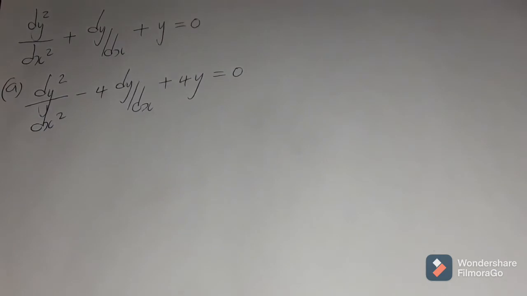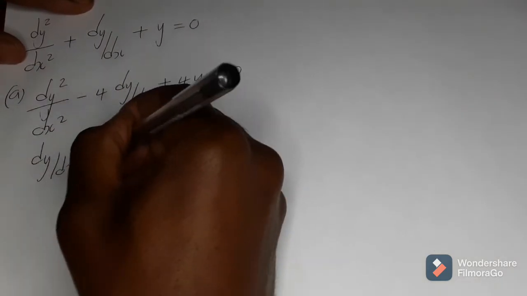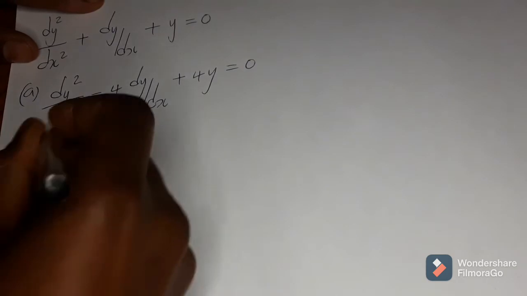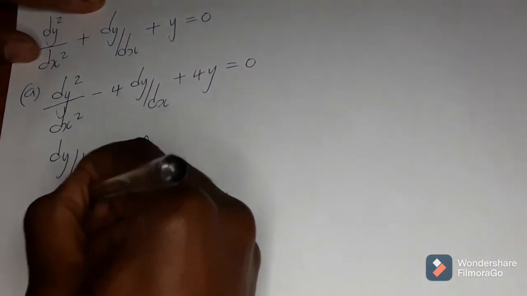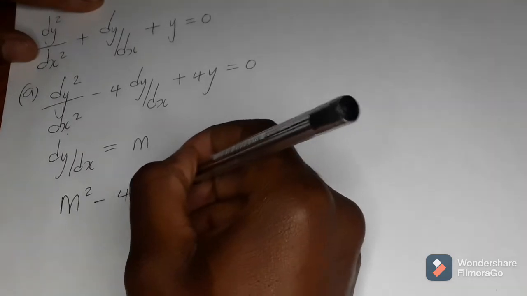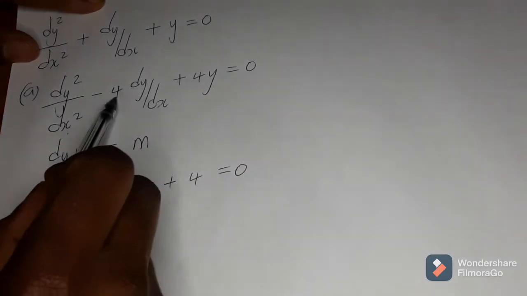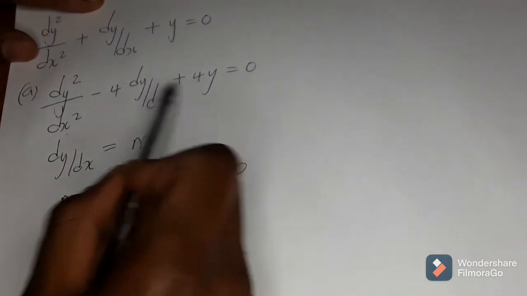First things first, we have to find our auxiliary equation. What I mean by auxiliary equation, we're gonna say dy over dx equals m. So we convert everything to m. Where there is dy over dx, we're gonna put m. So we're gonna say m squared, because everything is squared here, minus 4m plus 4. We ignore the y, we only take the coefficient.